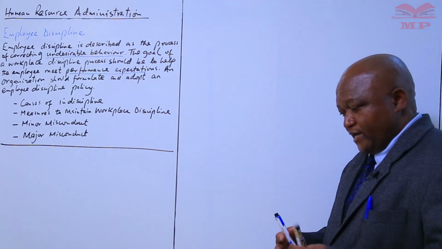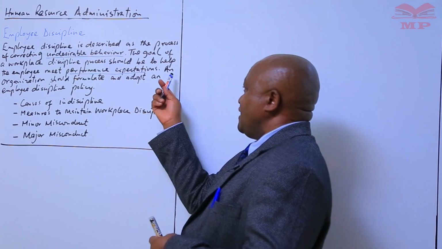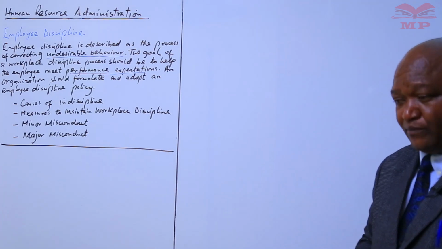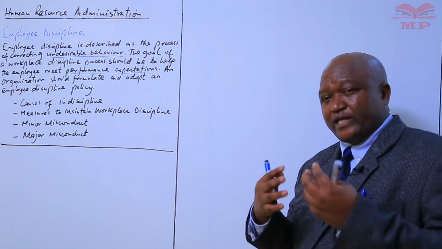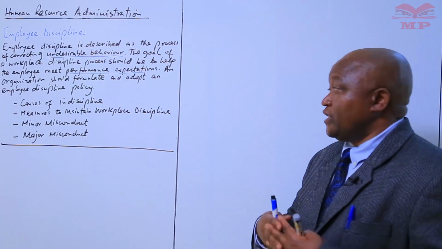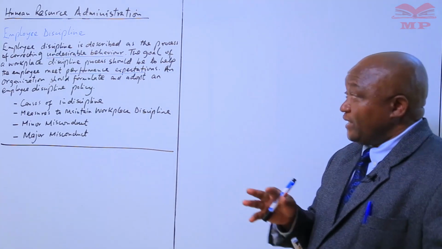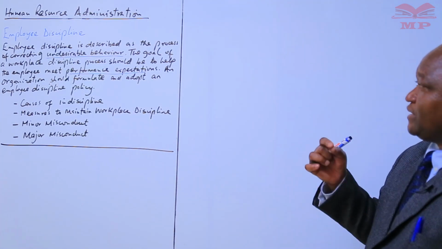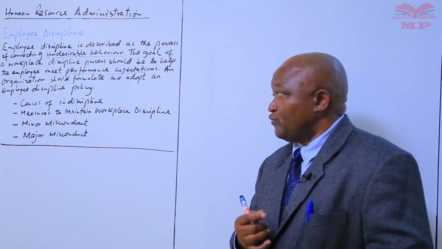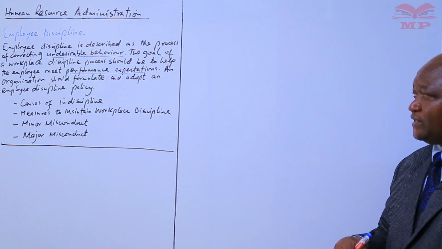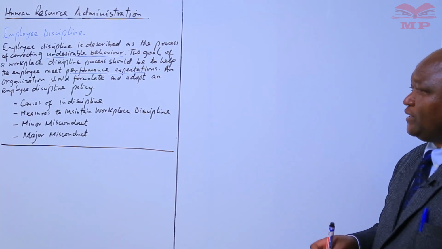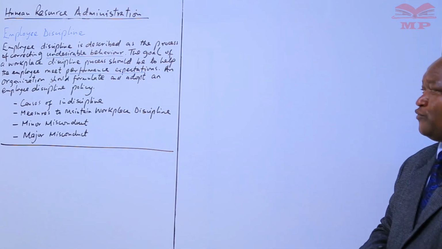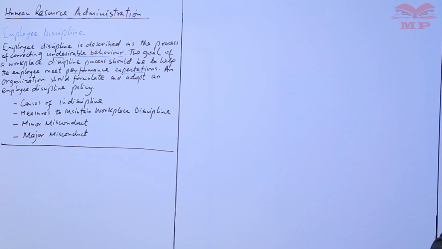It is recommended as a good practice that an organization should formulate and adopt an employee discipline policy. An employee discipline policy will help an organization to be consistent with its implementation. And dear learner, it's very critical to note that employee discipline is the process of correcting undesirable behavior, the goal is to help the employee meet performance expectations, and an organization should formulate and adopt an employee discipline policy.